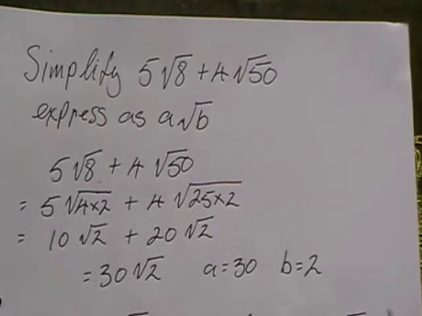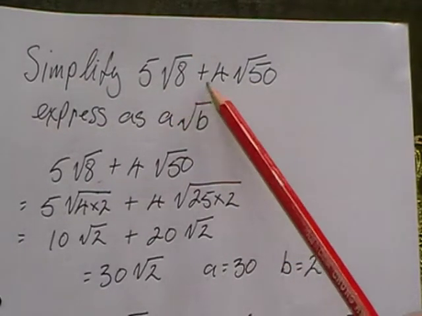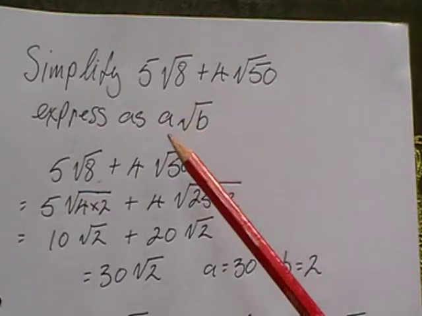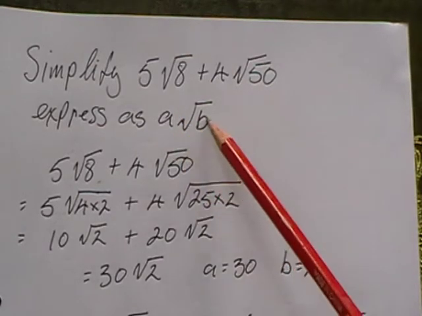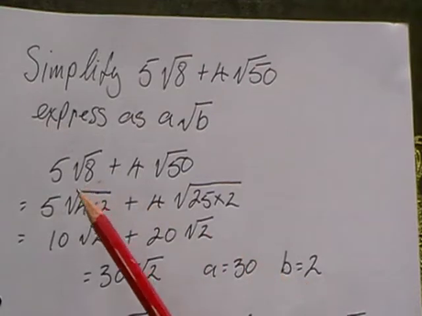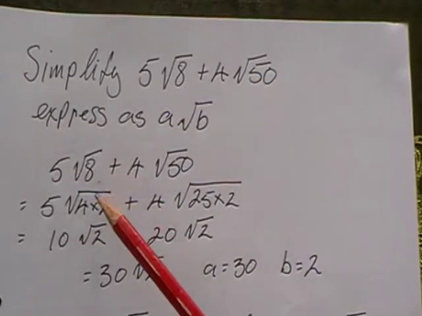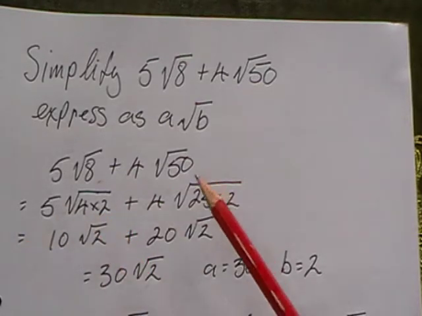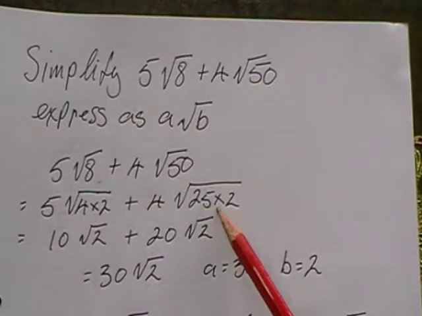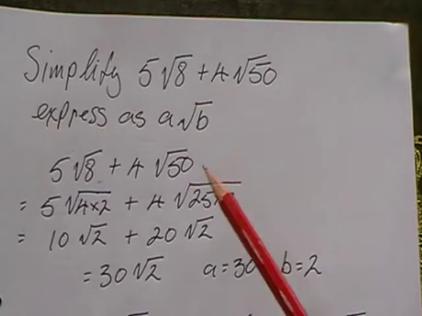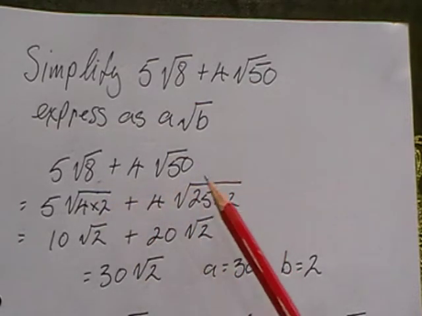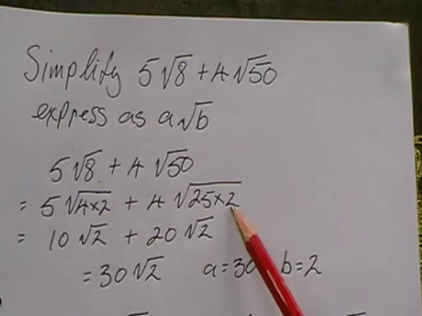And finally we have, again, simplify 5 root 8 plus 4 root 50, and we've got to express this in the form of A root B. So we have 5 root 8 plus 4 root 50, splitting the root 8 into root 4 times 2, and splitting the 50 into root 25 times 2. Thinking ahead, so we've got a common root in both parts of the expression there.